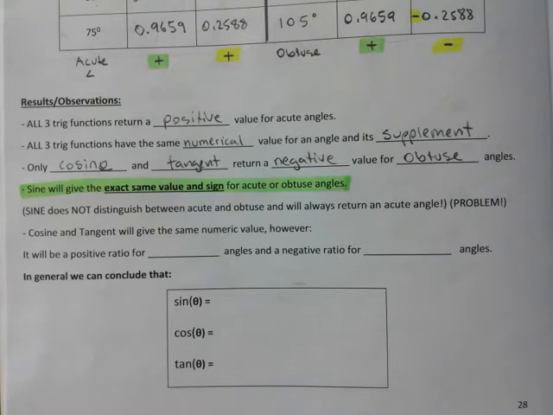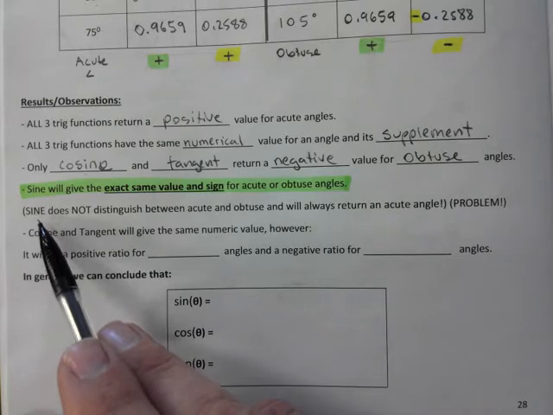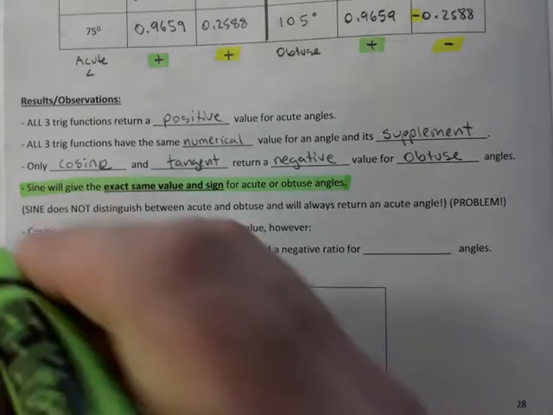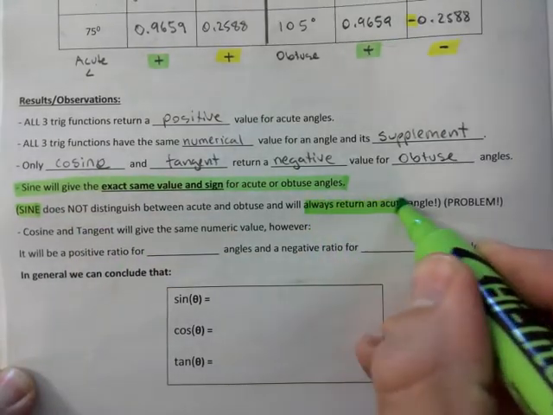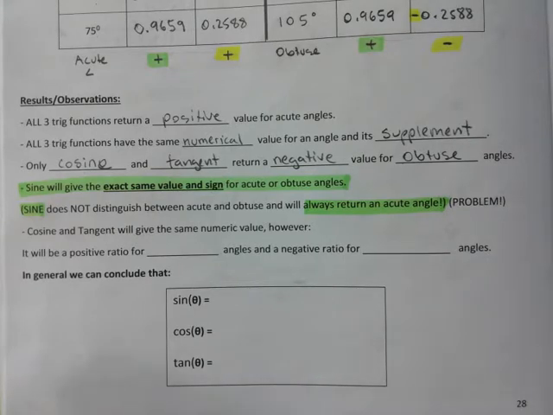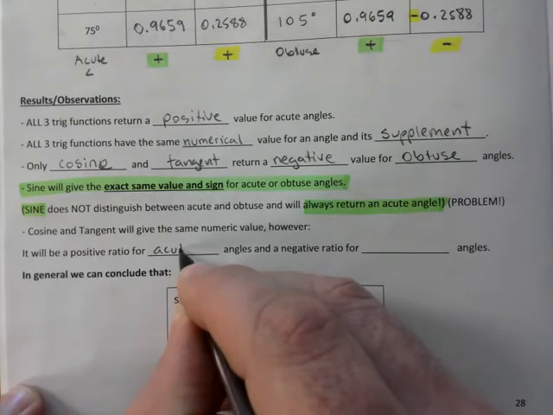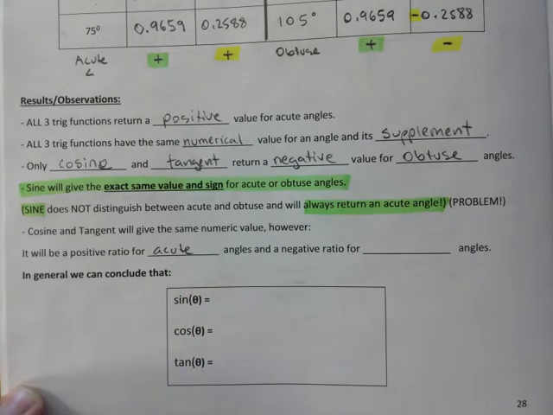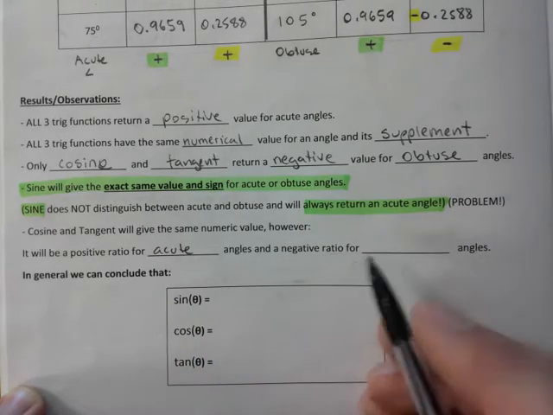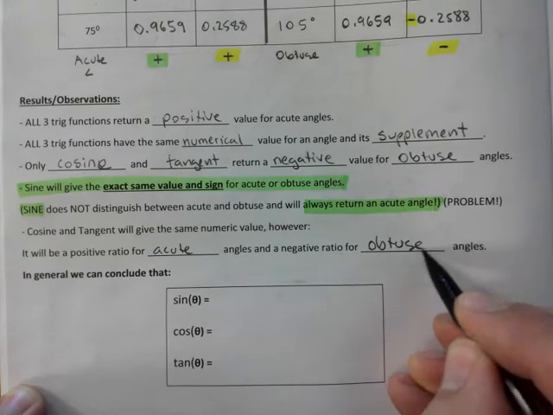Ambiguous is when you're not quite clear, like, hey, what are you talking about here, right? That's exactly the same approach we're going to take. Sine does not distinguish between acute and obtuse and will always return an acute angle. That's a problem. Cosine and tangent will have the same numeric value. However, it'll be a positive ratio for acute. I'm saying the same thing in different ways. Do you notice that? Like I keep on trying to make that point, right? And a negative ratio for obtuse angles, okay?